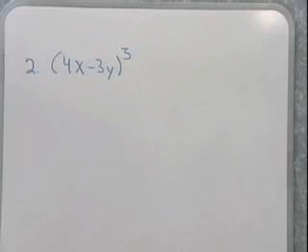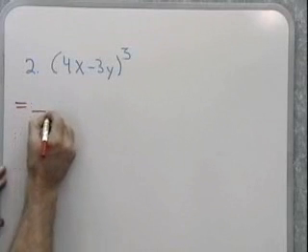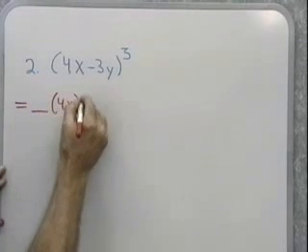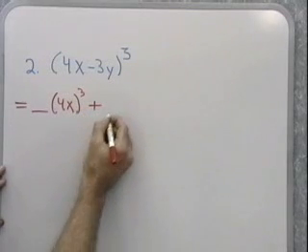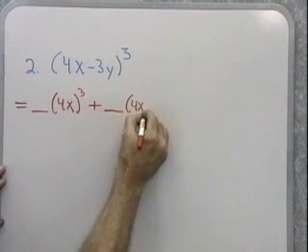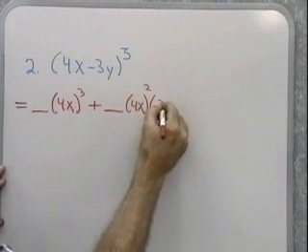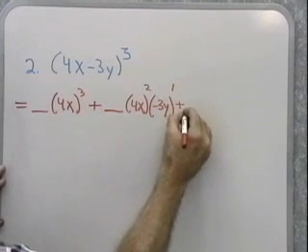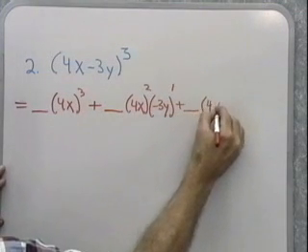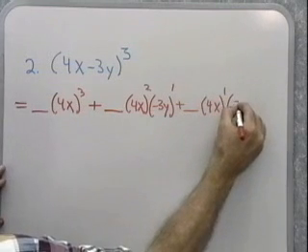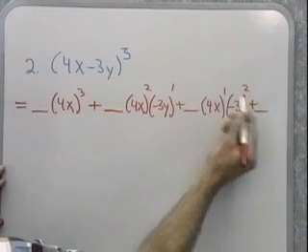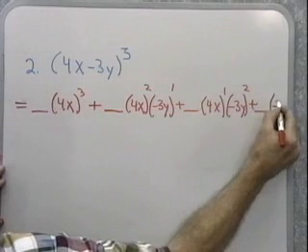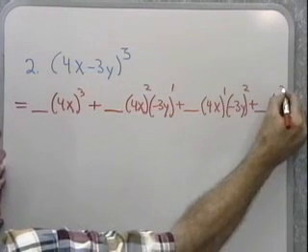Number 2, I have 4x minus 3y, that quantity, to the 3rd power. So I'm going to expand this. This is going to be some number times 4x to the 3rd power times negative 3y to the 0. So I'm not going to write that because I know that will be 1. Plus some other number, 4x to the 2nd power, negative 3y to the 1st power. Plus the coefficient, 4x to the 1st power, negative 3y to the 2nd power, plus the coefficient 4x to the 0 power, which is 1. I won't write that, so negative 3y to the third power.